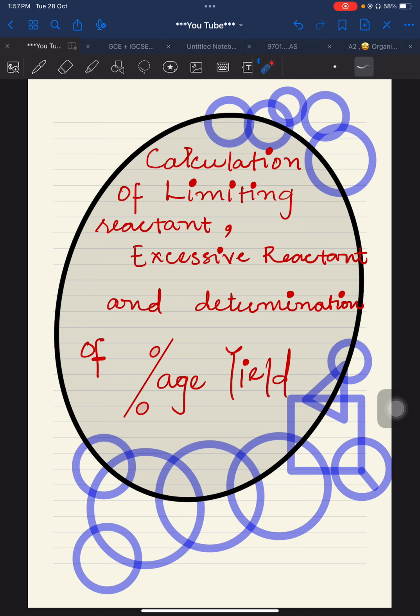If one of the reactants is finished, obviously the reaction will be finished. For example, if reactant A is finished, we can say that products are now not forming as reactant A is finished. So reactant A is considered the limiting reactant. That's why we can say that the product is based upon the limiting reactant A. When reactant A is finished, product formation stops. So product formation is always based upon the limiting reactant.